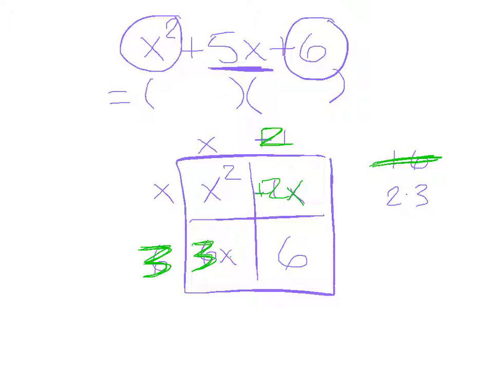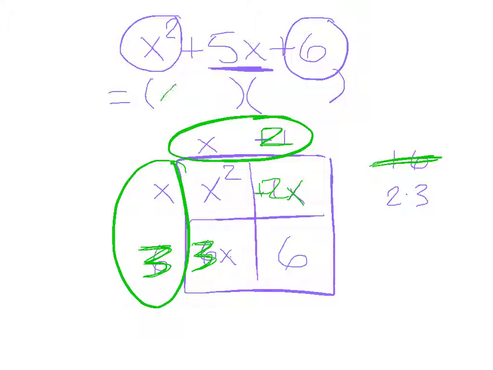So then I can fill in my bubbles. This right here is one of my bubbles, and this will be my other bubble. They're both going to be positive, so I have x plus 2 and x plus 3. And so now I have double bubbled. I figured out what two bubbles multiply to give me x squared plus 5x plus 6.